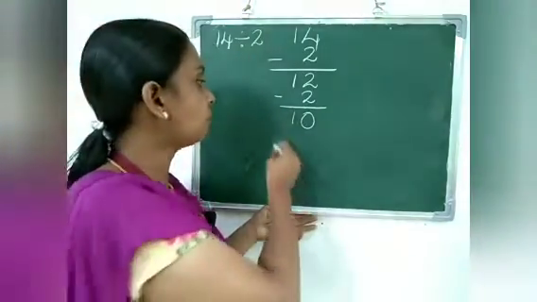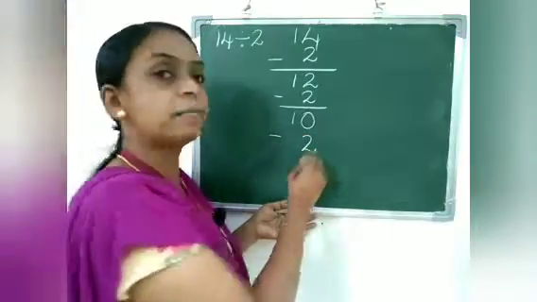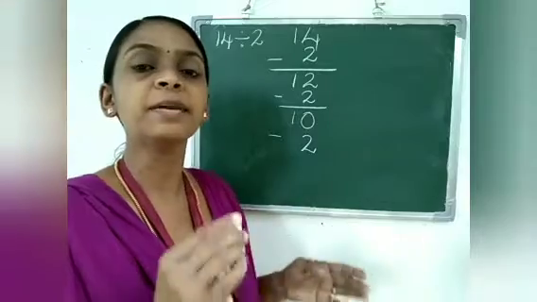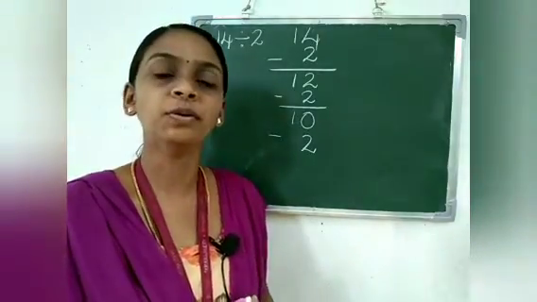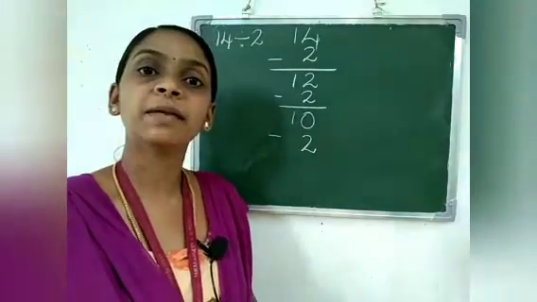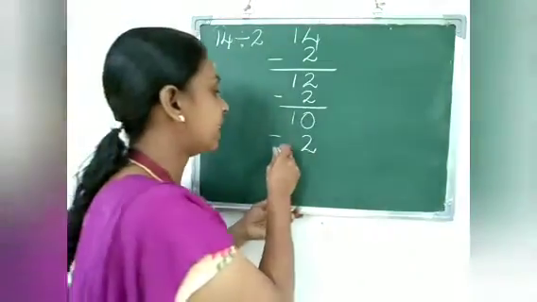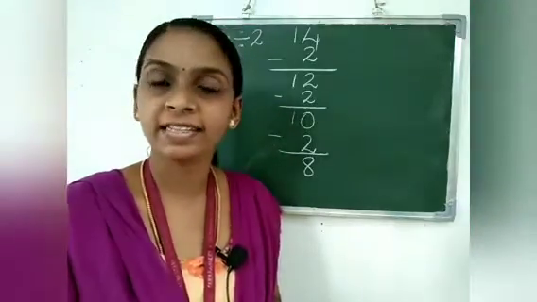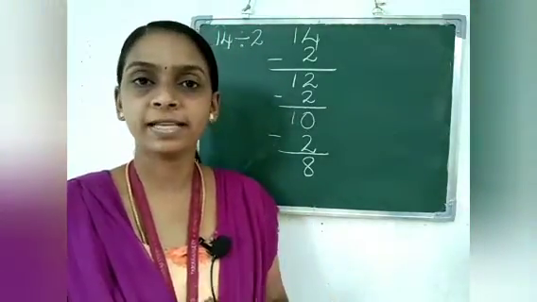Yes, again we have to subtract 10 minus 2. So what is 10 minus 2? Yes, 10 minus 2 is 8. So we got 10 minus 2 is 8.